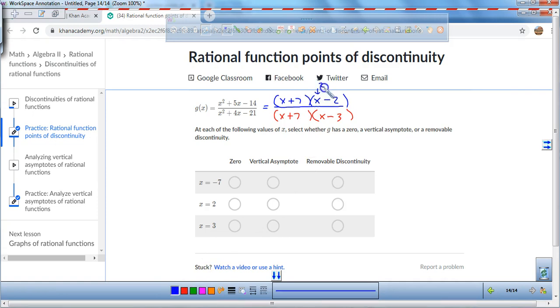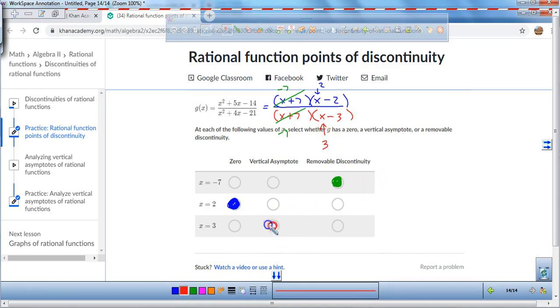We have a 0. We have a 0 at 2. So we have a 0 at x equals 2, because it makes the numerator equal to 0. We have removable discontinuity because these cancel out. And where do they cancel out? What makes that equal to 0? A -7. So we have a removable discontinuity at x equals -7. All right, because -7 plus 7 is 0. And last but not least, we have a vertical asymptote. We have a vertical asymptote at 3.